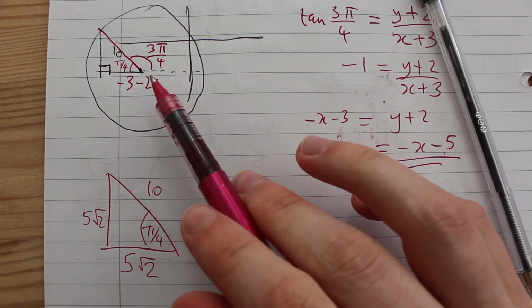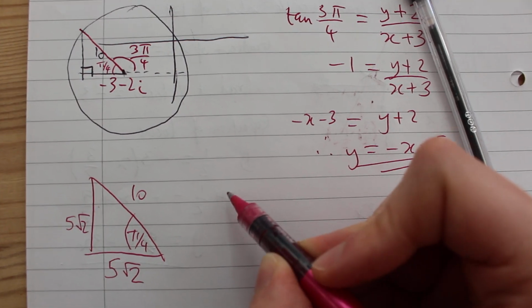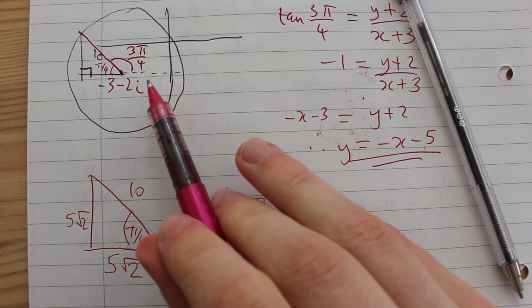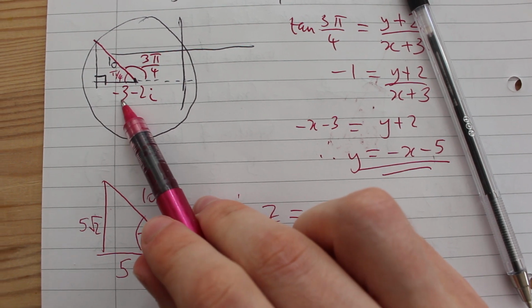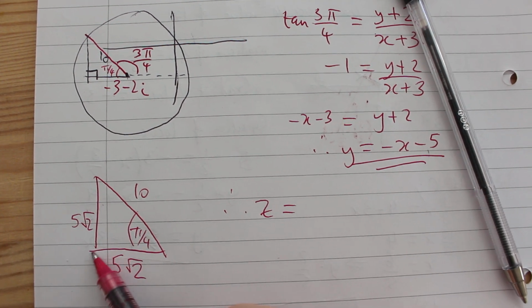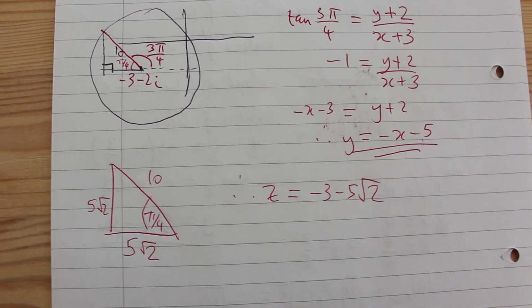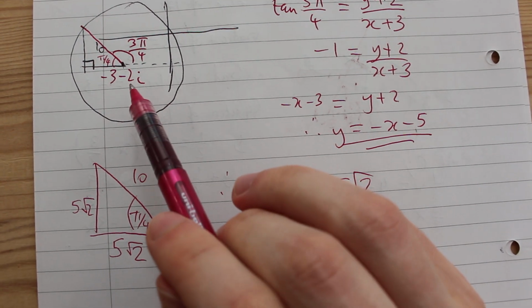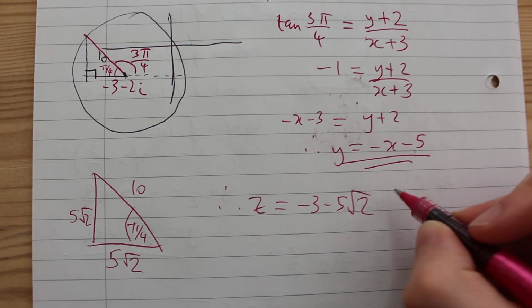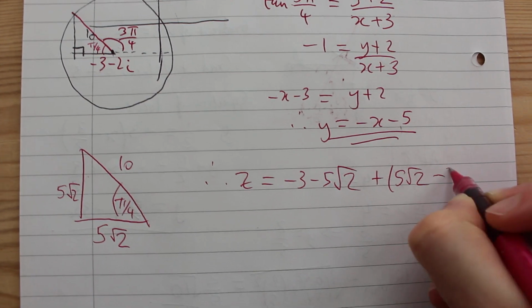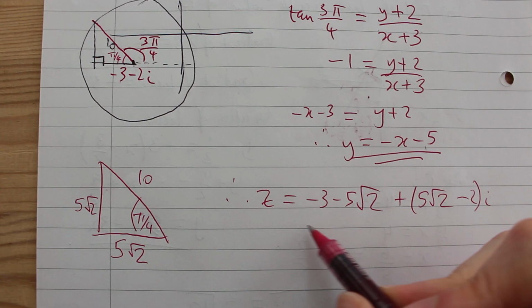And so therefore z, well, the x coordinate of this is minus 3, and then minus another 5 root 2, and then the y coordinate is minus 2, and then add 5 root 2. So z is minus 3 minus 5 root 2 plus 5 root 2 minus 2i. And that's the answer.